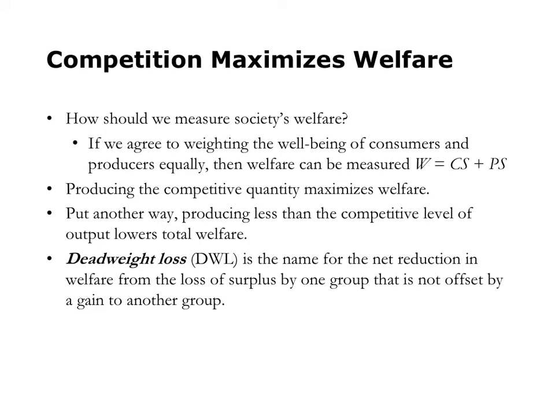But how should we measure this welfare? One way to measure society's welfare is to equally weight the well-being of consumers and producers using a measure called total surplus. Total surplus is the sum of consumer surplus and producer surplus. At the competitive quantity, total surplus is as big as it can be. Producing the competitive quantity maximizes welfare. What this means is that at any other quantity, total welfare or total surplus is necessarily lower.